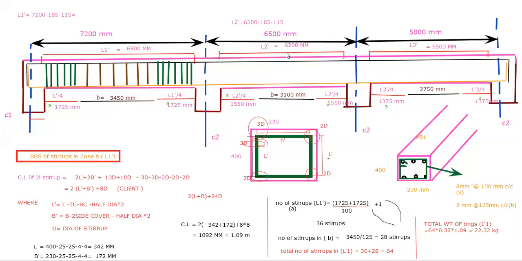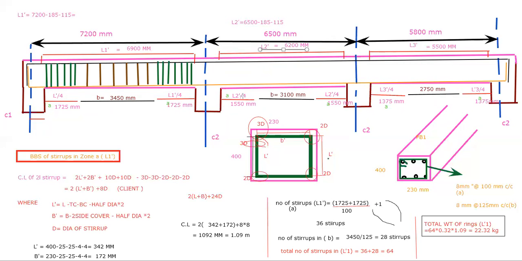For the first span we have found out the total weight. First we have to find out the cutting length and all; these things I have explained. The same thing will be repeated here, but because L2 is different, the lengths will be different. The cutting length will not be different. Only we have to find out the numbers.